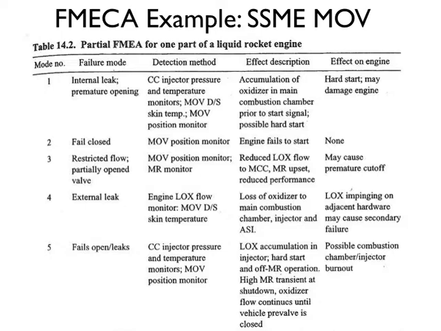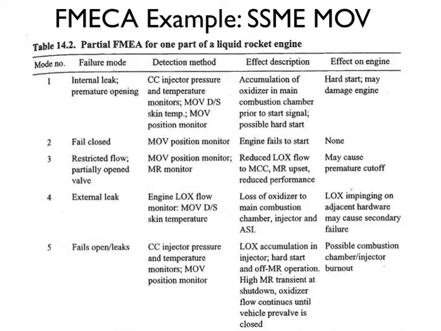So not to belabor the point too much, but it's really important to have some way to be able to filter, and the mode number is a really good way to do that. Okay, the second column is the failure mode. Those are pretty straightforward, right? So internal leak or premature opening, failed closed, things like that, right?